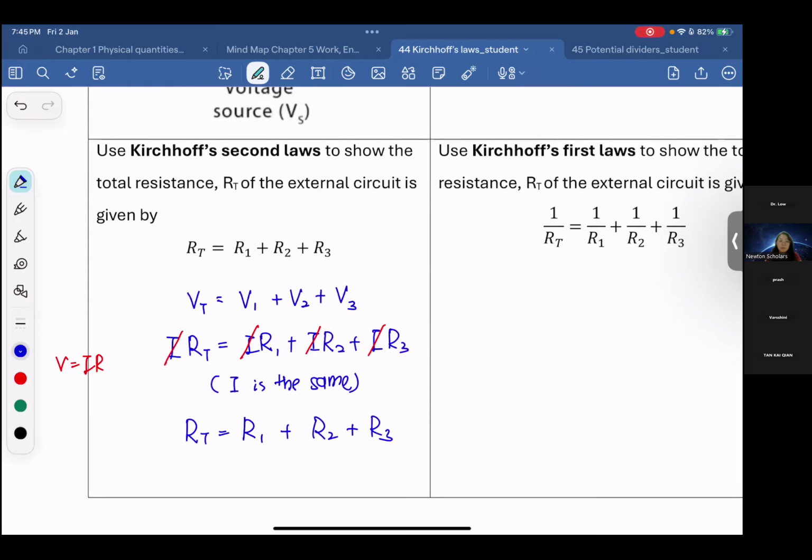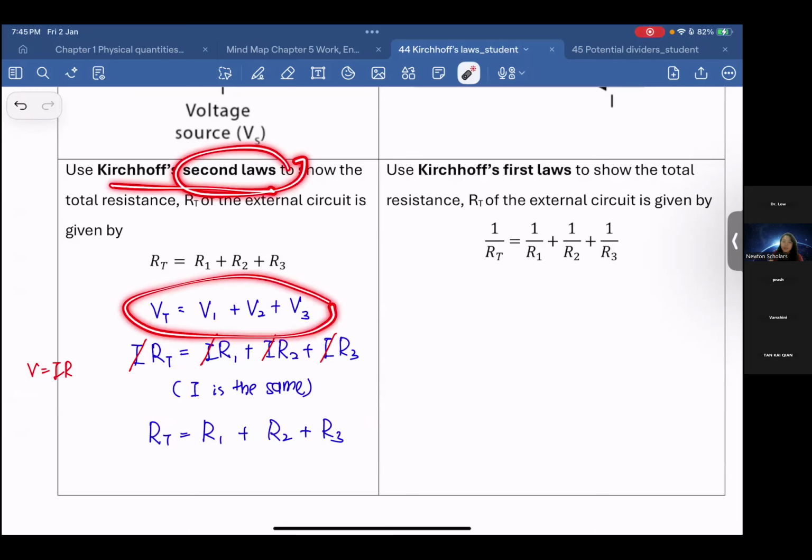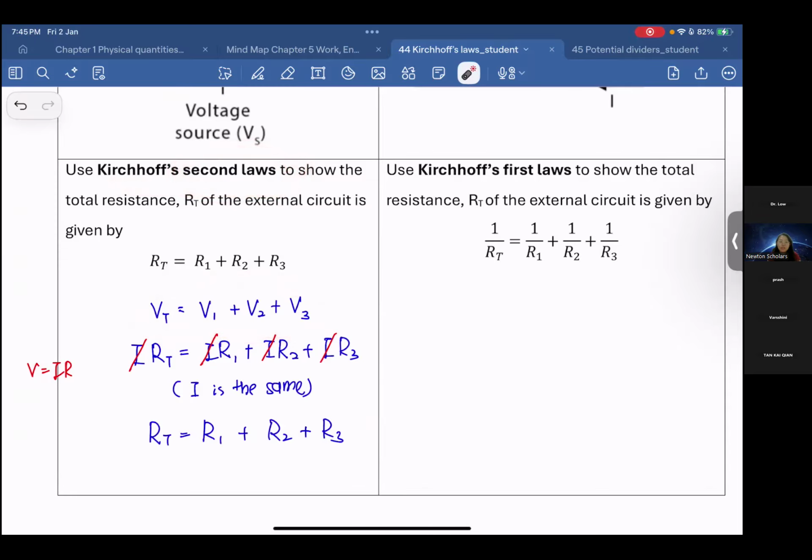Don't try to memorize, but use our understanding to derive it. So this is how we use Kirchhoff's second law, conservation of energy, to prove that total resistance in series at the end just adds up together. In A level we have to know how to prove this. Then how about the resistance when connected in parallel?